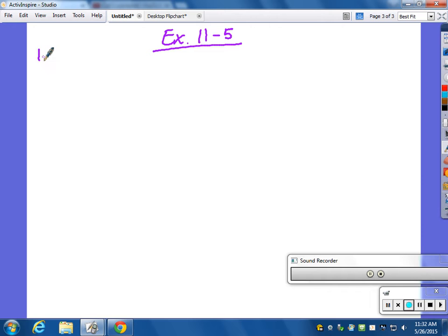So for the first one, maturity date, what was the date of the note? November 1st, 11/1 plus how many days? 90 days. So that means the maturity date is going to equal what? Okay, so just before we go down this road, November had 30 days. December had 31 days. January had 31 days. And February had 28 days.